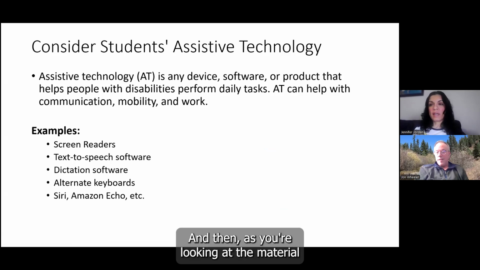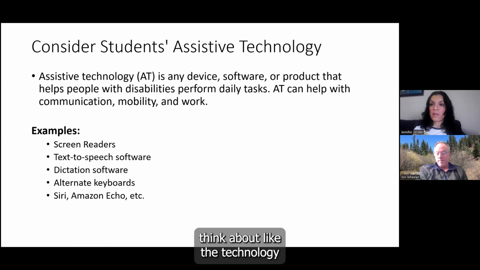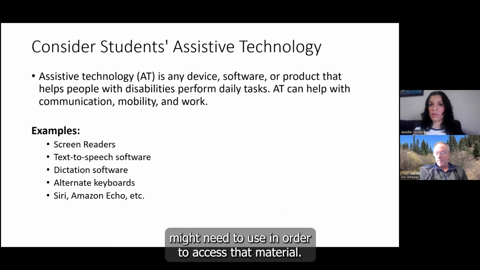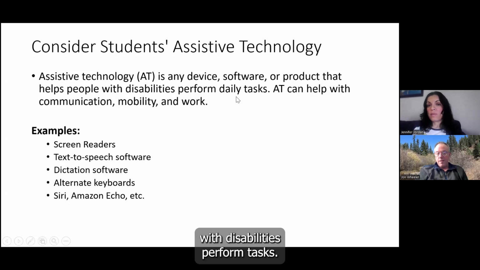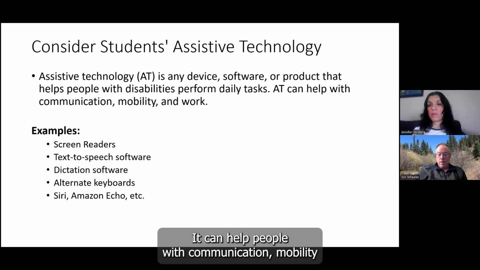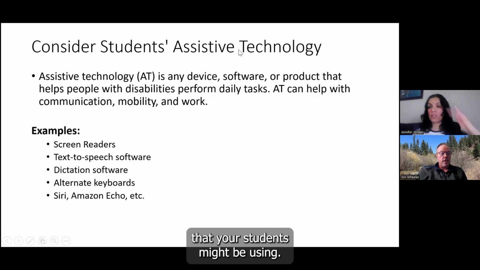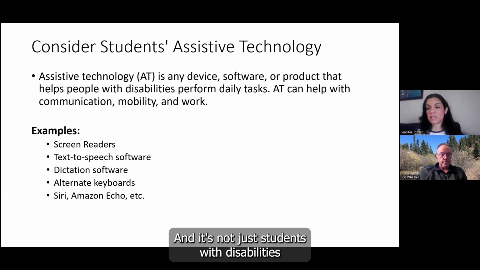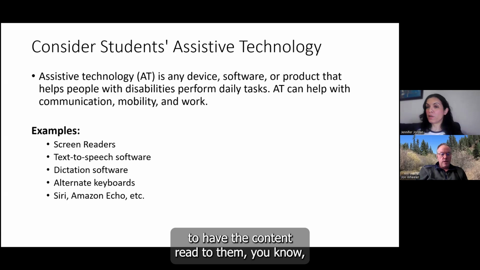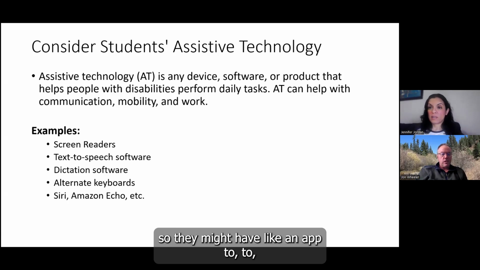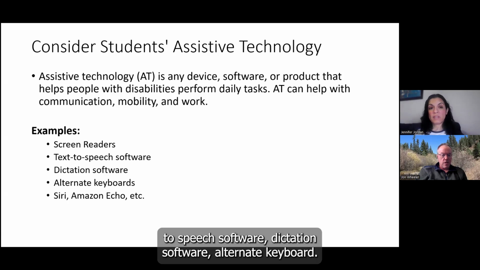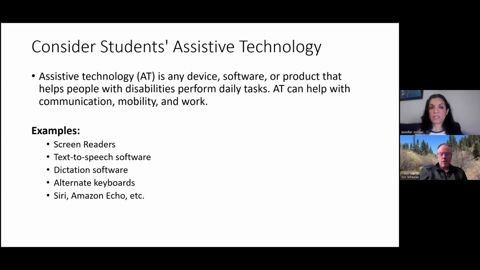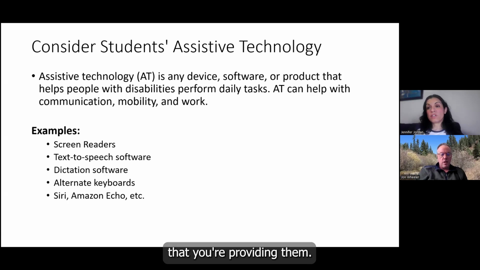And as you're looking at the material that you might want to include in a classroom, think about the technology your students might need to use in order to access that material. Assistive technology is a device, software, or product that can help people with disabilities perform tasks. It can help people with communication, mobility, and work. Some examples of assistive technology that your students might be using, and it's not just students with disabilities. Some students just really need to have the content read to them, so they might have an app to narrate the material for them because it helps them comprehend. Examples are screen readers, text-to-speech software, dictation software, alternate keyboards. They might need to use Siri or Amazon Echo to learn from the materials that you're providing them.